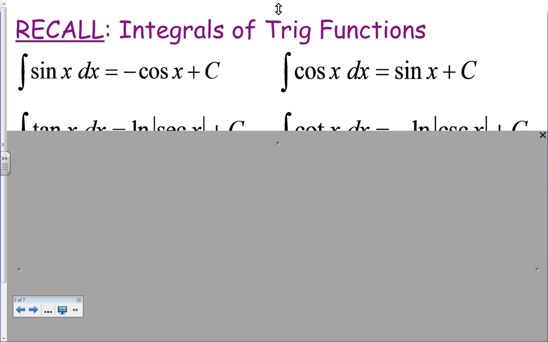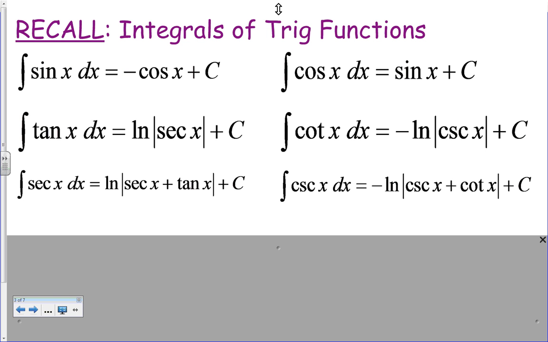All right, one thing to recall here, this goes back a few chapters, but we learned the integrals of your trig functions, and here they are all listed. So the integral of sine is negative cosine of x plus c. The integral of tangent is equal to the natural log of the absolute value of secant of x plus c. And the integral of secant of x is equal to the natural log of the absolute value of secant of x plus tangent of x plus c.